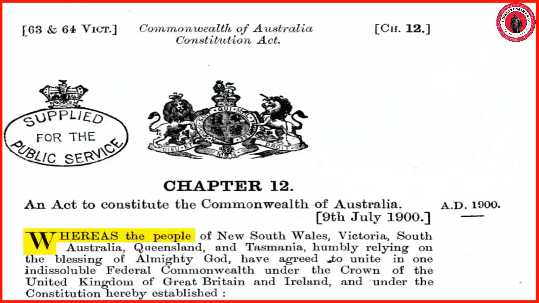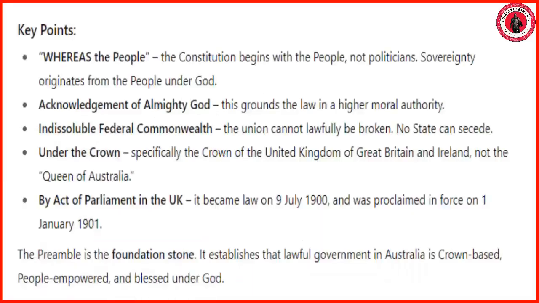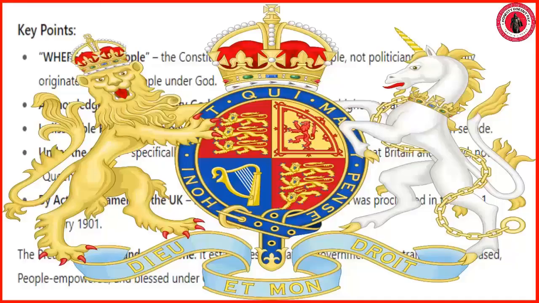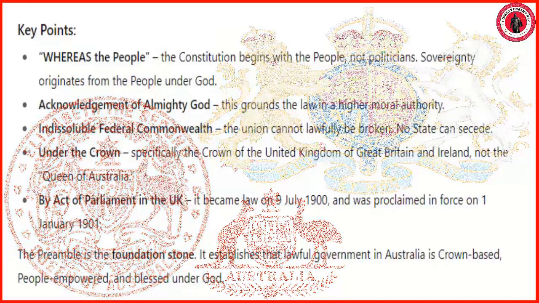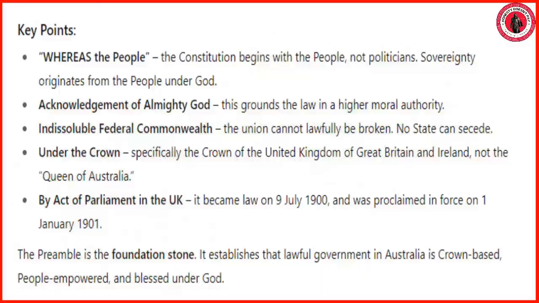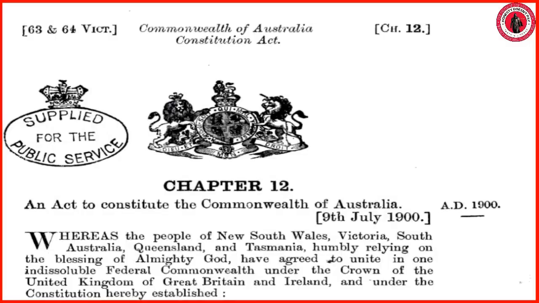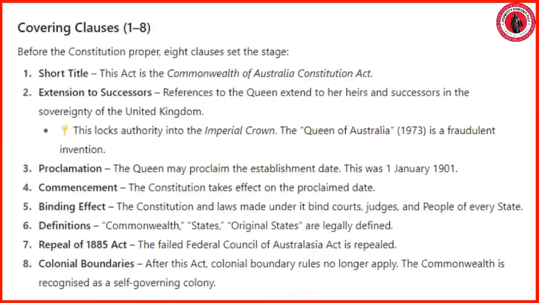Key points. Open quote. Whereas the people. Close quote. The Constitution begins with the people, not politicians. Sovereignty originates from the people under God. Acknowledgement of Almighty God, this grounds the law in a higher moral authority. Indissoluble federal commonwealth, the union cannot lawfully be broken. No state can secede. Under the Crown, specifically the Crown of the United Kingdom of Great Britain and Ireland, not the Queen of Australia. By Act of Parliament in the UK, it became law on the 9th of July 1900 and was proclaimed in force on the 1st of January 1901. The Preamble is the foundation stone. It establishes that lawful government in Australia is Crown-based, people-empowered and blessed under God. Covering clauses 1-8. Before the Constitution proper, 8 clauses set the stage.